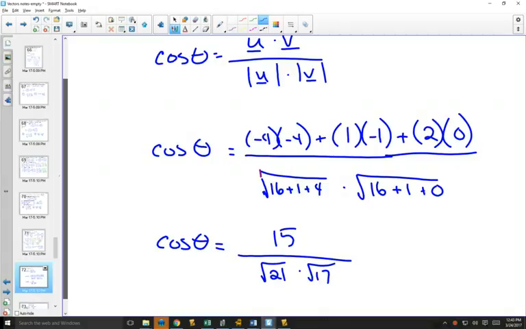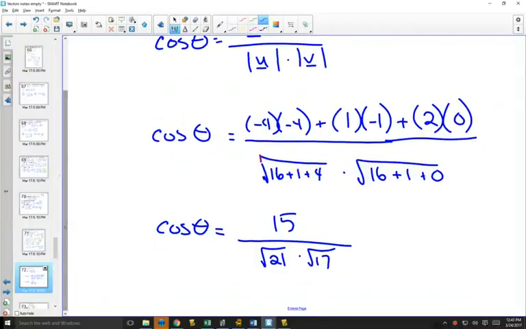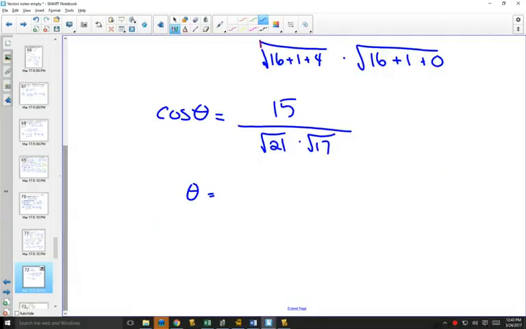We go to our calculator. It doesn't matter if you answer in radians or degrees. Sometimes they'll say, for the most part, if they don't, why not use degrees? Because you probably can visualize it a little bit better. And if I write 15 divided by the square root of 21 times the square root of 17, cos inverse of that gives me an angle of approximately 37.5 degrees.